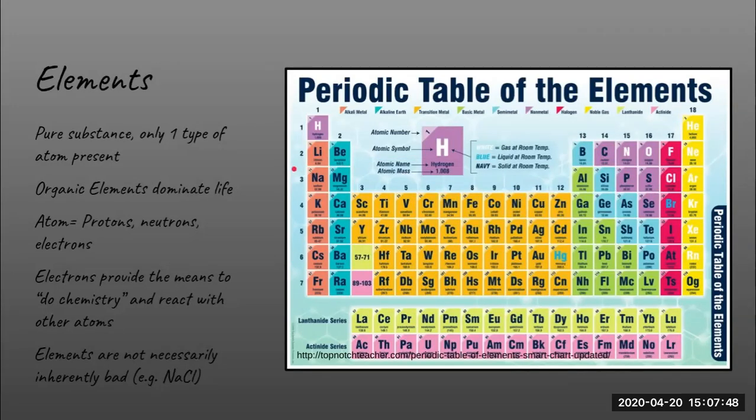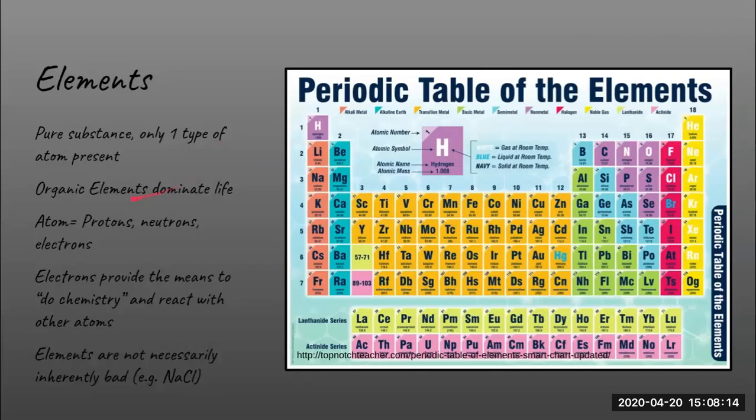But what are these? They're pure substances of only one type of atom present. So when we're talking about carbon, we're talking about only carbon atoms. There's nothing else in that. Whereas something like a sugar molecule has carbon, it has oxygen in it, and it has hydrogens. So this is the basic, the fundamental substance that we're talking about.